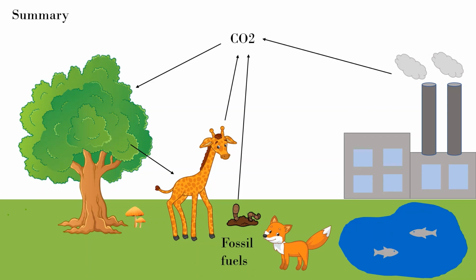Anyways, when the organism that ate the producers dies, fossil fuels are formed with the remains of these dead organisms, and once again, carbon dioxide is recycled back into the atmosphere either via decomposition or through the burning of these fossil fuels, and the cycle continues.